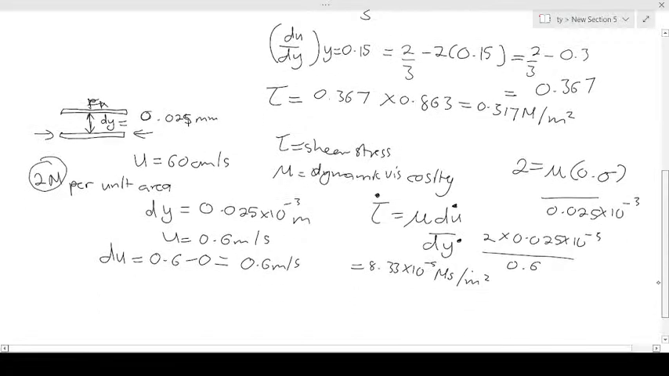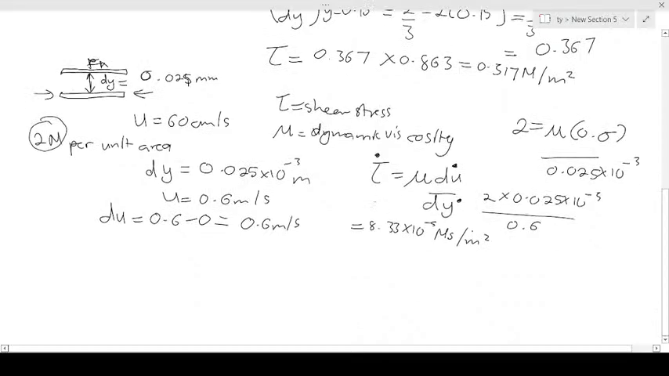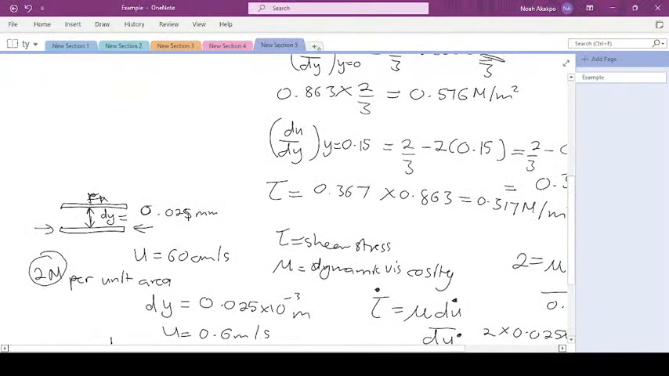Okay, so I think we can move on to the next thing. So now we want to look at hydrostatic pressure. We want to look at hydrostatic pressure.